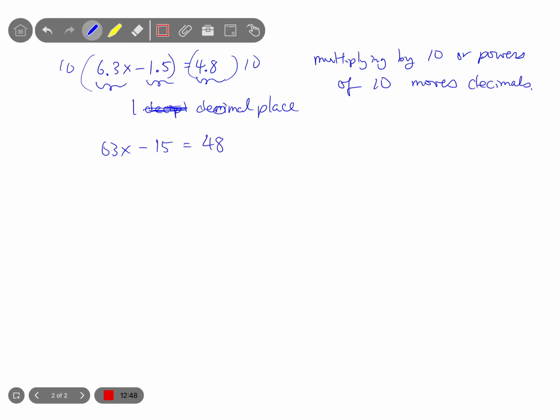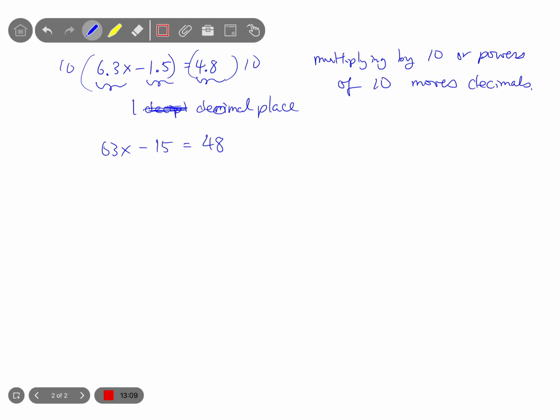Okay, I know it doesn't really make that much of a difference, but for a lot of students, not seeing decimals actually makes things feel easier. So this is the reason why we move the decimal points by multiplying both sides by 10 or powers of 10, so we're only dealing with integers.